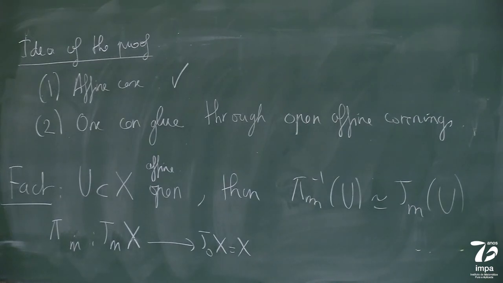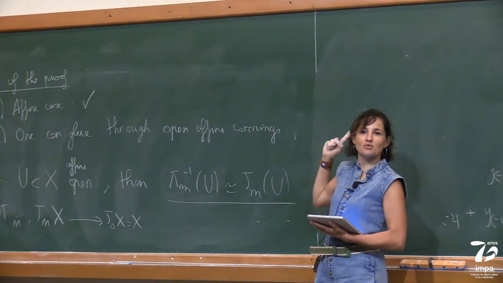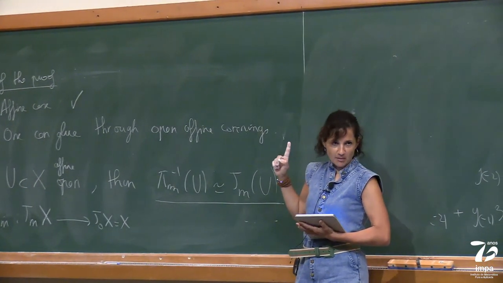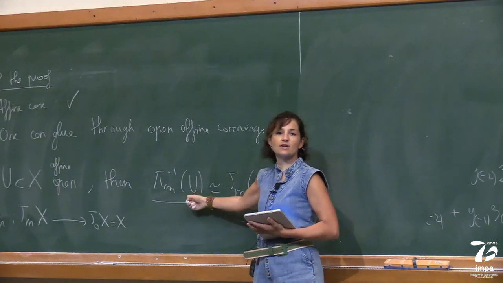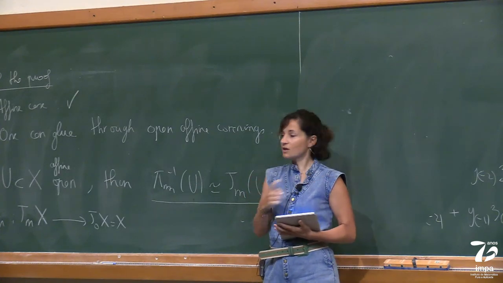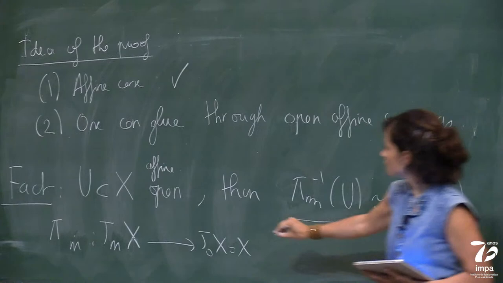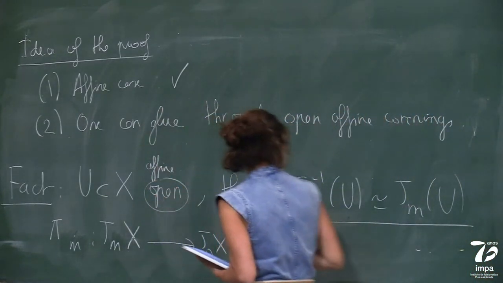Maybe I have erased, but obviously this statement is totally wrong if U is not open. Think of the previous example and take the converse image, for instance, of the point. Here it's quite big if you think of the equation, but here it just reduces to a point. So this is really important that this is open.